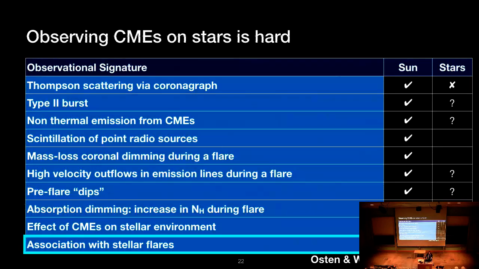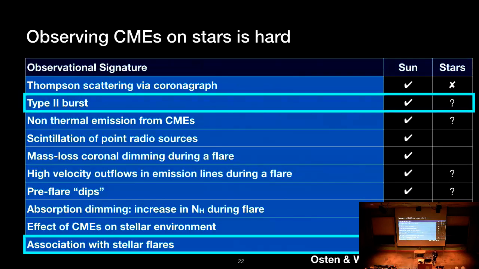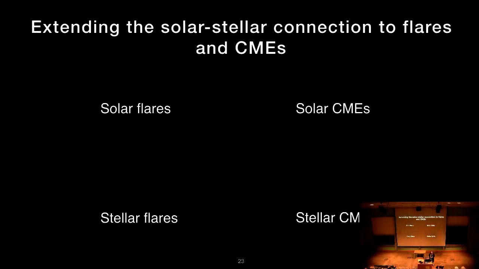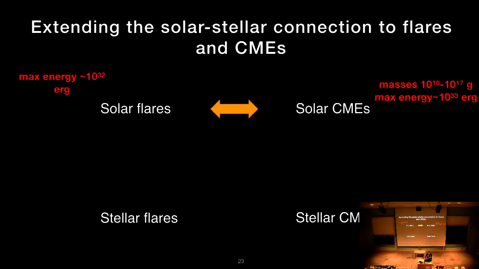So what I'm going to talk about for the rest of the talk is two of these. One is looking at an association with stellar flares and seeing what we can learn from that avenue. And then this observational signature called the type 2 burst, which I'll explain in a little bit more detail. So in essence, we want to extend the solar-stellar connection to flares and CMEs.